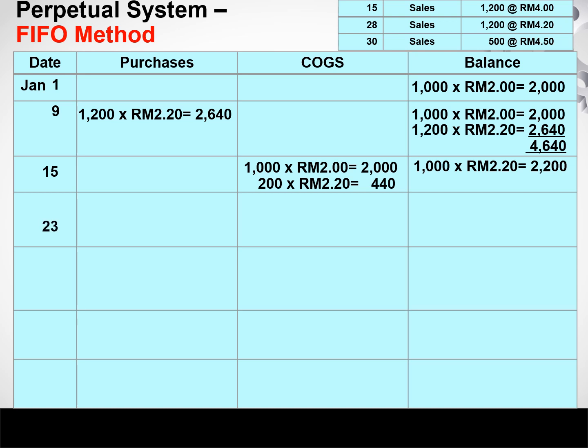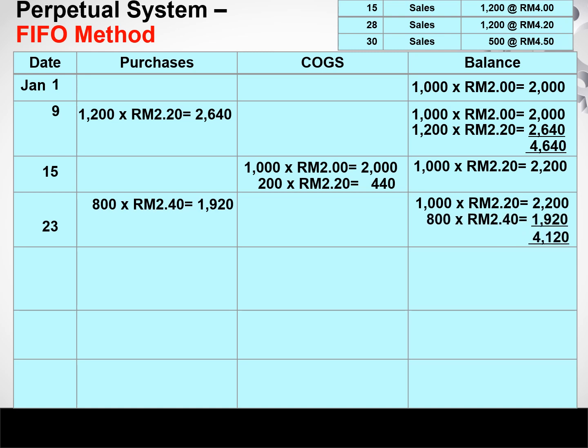On 23rd January, purchase 800 unit times 2 ringgit and 40 cents equals to 1,920. And the new balance are 1,000 unit times 2 ringgit and 20 cents equals to 2,200 plus 800 unit times 2 ringgit and 40 cents equals to 1,920, and the new balance is 4,120.